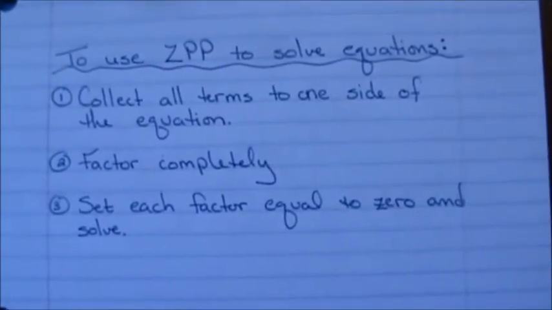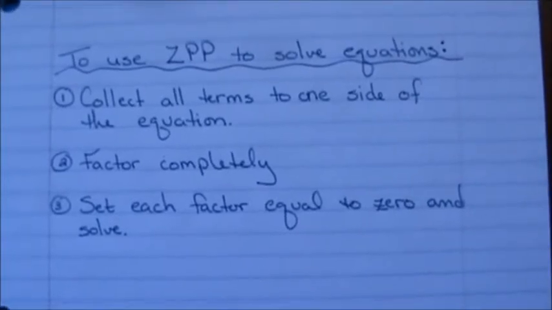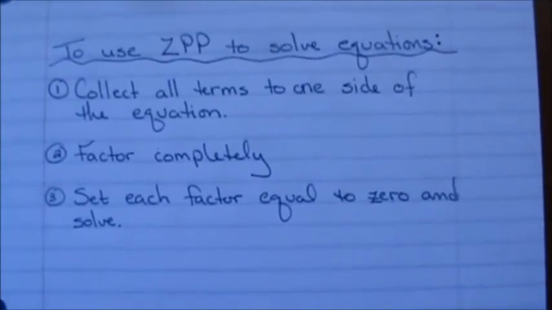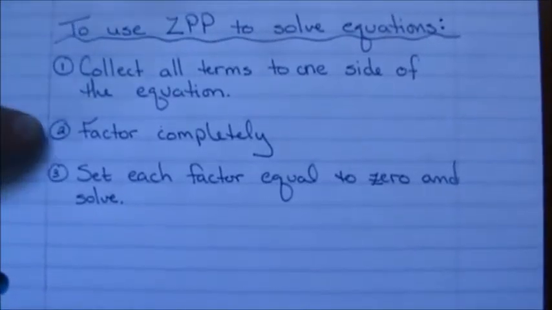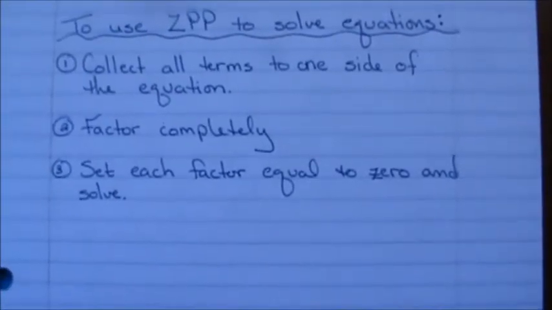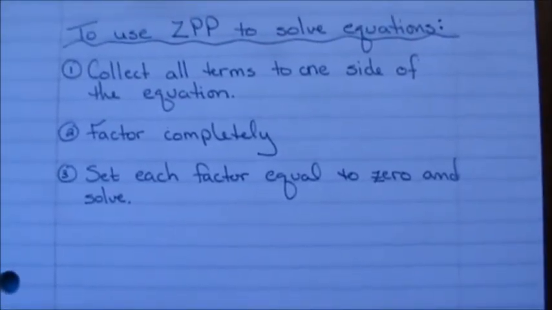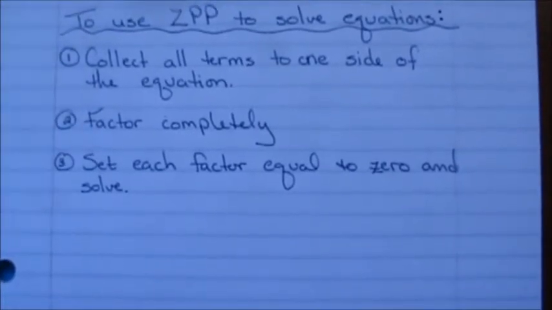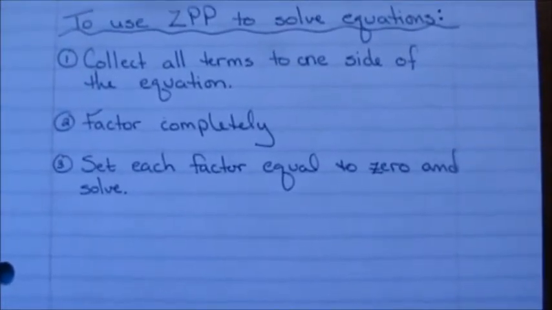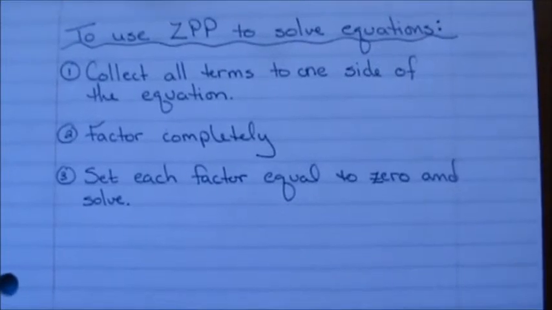It doesn't matter if it's the left or right side. All of your terms need to be on one side together. Whatever you have, you need to then factor it completely. After factoring it completely, each factor gets set to 0, and you solve those simple equations.